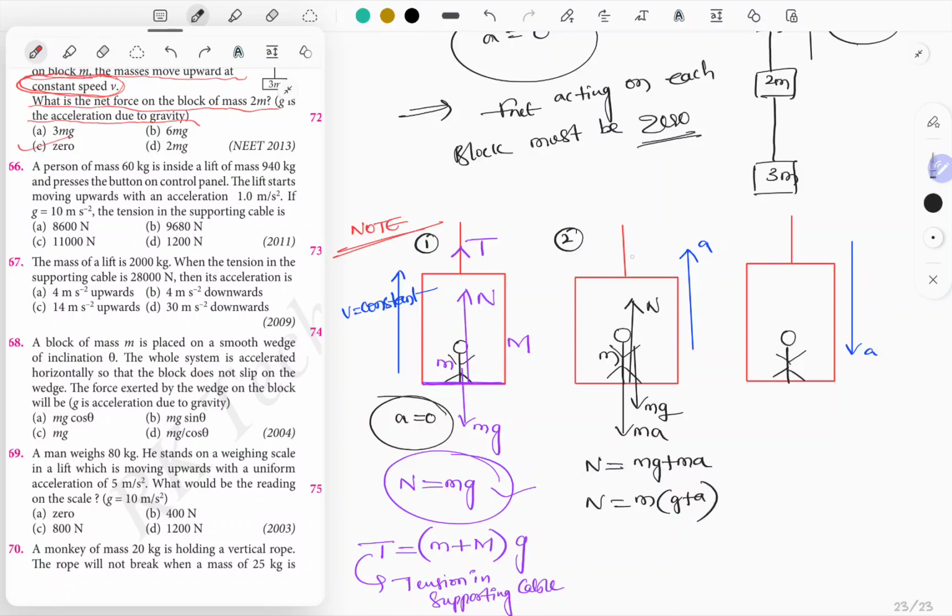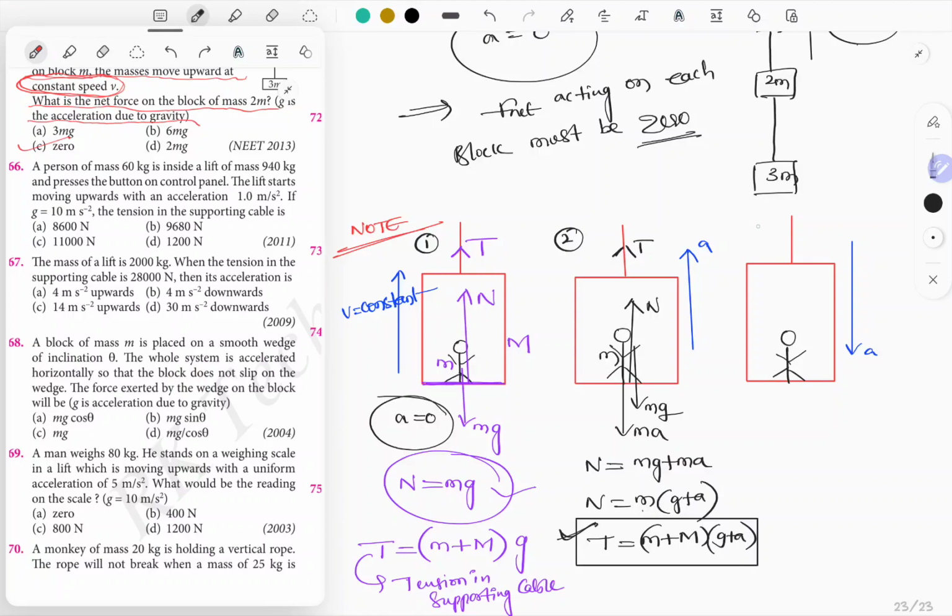Then what is going to be tension in the supporting cable? T is equal to, you just add weight of this. If you add weight of the lift in addition to mass of this person, it is going to be (m plus capital M) into (g plus a). This is how we have to find out tension in the supporting cable. Very important, and try to understand.